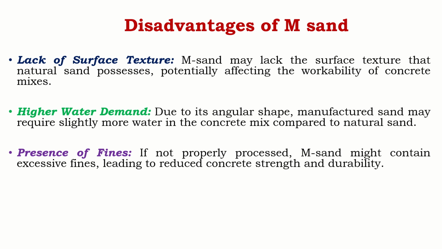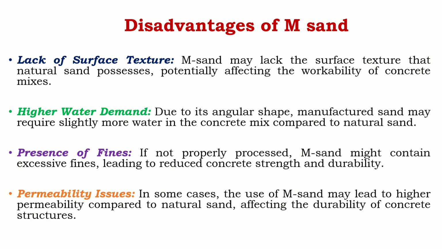And as the particle size is also very fine, once the particle size is very fine, the demand for water will increase, and thereby you require more water for hydrating all the particles, which reduces the concrete strength, because we know as the water cement ratio increases, strength decreases. And you may also end up with permeability issues, because sometimes addition of M sand can increase the permeability when compared to natural sand, which affects the durability of the concrete.